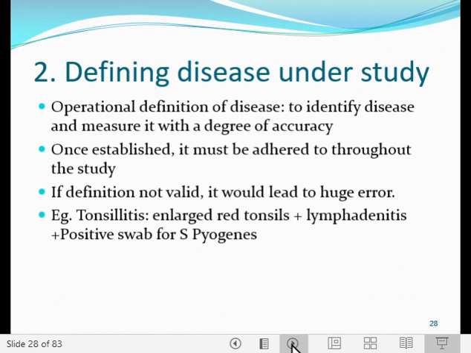If the definition is not valid, that is you have not defined the disease clearly, it would lead to huge error. Example, if you say tonsillitis has to be a sore throat, that is not a complete definition. Tonsillitis would mean enlarged red tonsils plus lymphadenitis plus a positive swab for Streptococcus pyogenes.